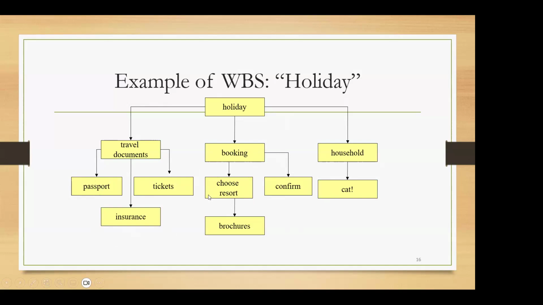When you are choosing the resort, there is something further that you have to do. That is why we go another level down. When you are choosing the resort, you have to look at brochures and make a selection. So you need to collect the brochures, go through them, and then choose the resort. Then when we come to the household, there is only one concern, that is the cat. What are we going to do about the cat? You have to think about how you're going to make sure that the cat is being fed and looked after.